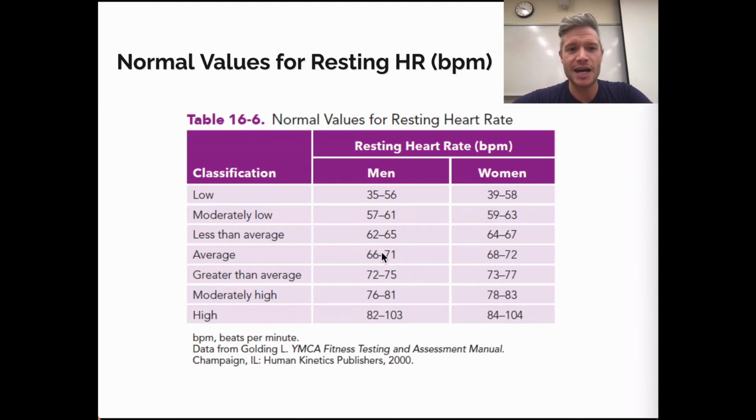Okay. Average, as you again know from the lab, was about 60 to here it's saying 66 to 71, which is probably for a full adult population. And on the very high end, you know, you're looking at 80 to 100.